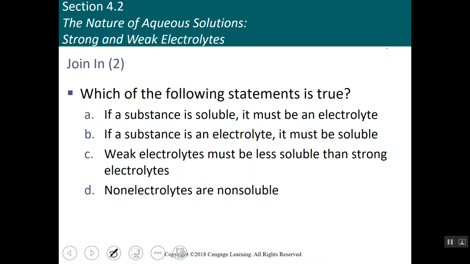Which of the following statements is true? If a substance is soluble, it must be an electrolyte. That is not true, because remember, ethanol is a non-electrolyte. If a substance is an electrolyte, it must be soluble. I would venture to say that is true, but let's look at the other ones. Weak electrolytes must be less soluble than strong electrolytes. That's not necessarily true, because it may be more soluble, but it just doesn't have as many ions, and the same kind of thing as on the last one. Non-electrolytes are non-soluble, and so the correct choice on that one is B.